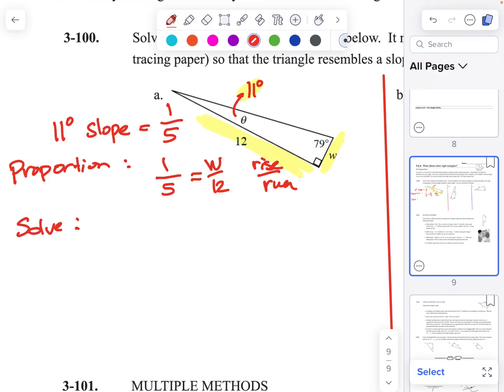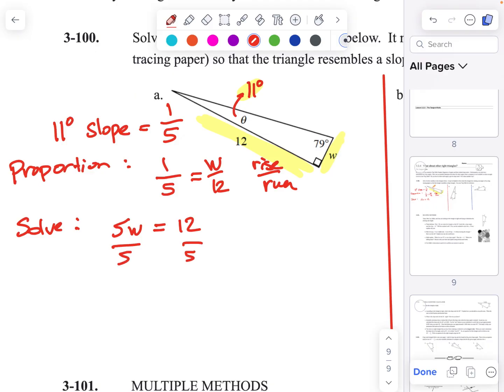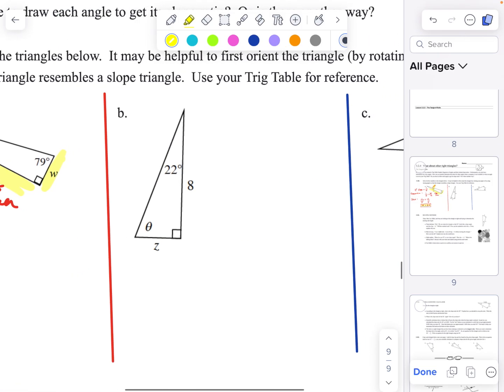To solve it, I'm going to cross multiply. So I'm going to multiply 5 times W and set that equal to 1 times 12, and I know that 1 times 12 is 12. And now I just have to finish it out by working out the math. Again, I go to my calculator and I take 12 divided by 5, and 12 divided by 5 on my calculator is 2.4. So now the problem had asked me to find theta, which I did. Theta is 11 degrees. And it had asked me to find W, and W is 2.4. Let's go to the next problem.